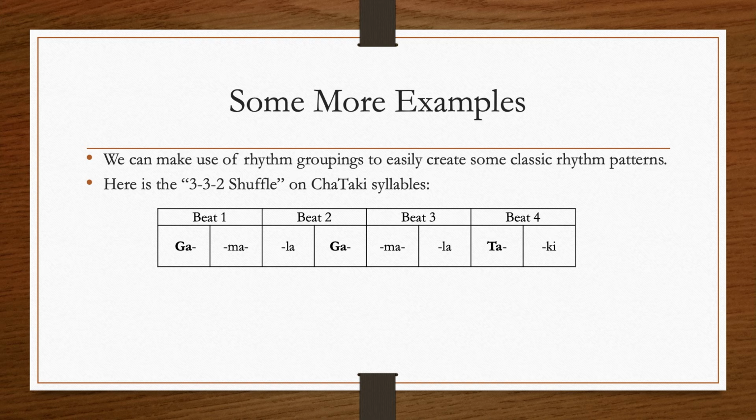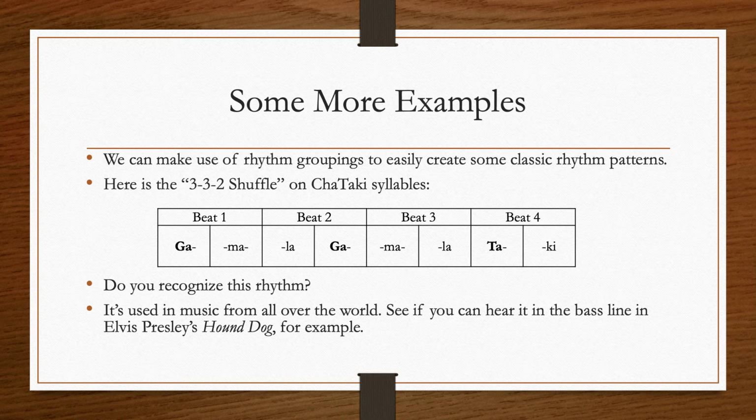If I performed this as a subdivision, it would sound like this. Gamala, gamala, taki, gamala, gamala, taki, where the syllables of gamala are going more quickly than the syllables of taki. Do you recognize this rhythm? It's from music from all around the world. A really famous example is the bass line of Elvis Presley's Hound Dog. So pull up that recording and see if you can hear the 3-3-2 shuffle in Elvis's bass line, and you can even try clapping along.